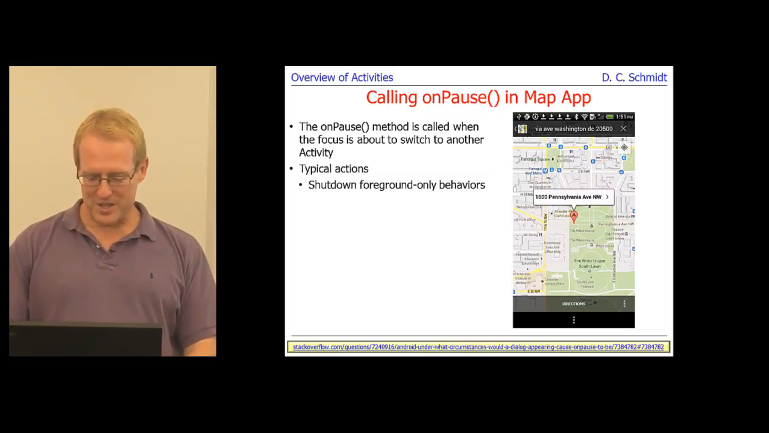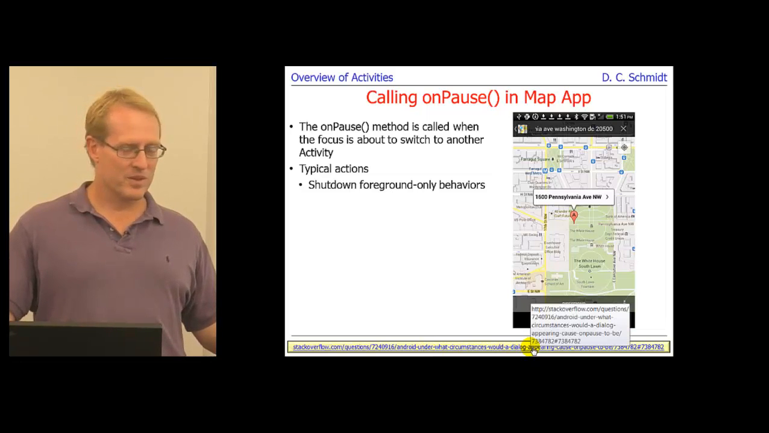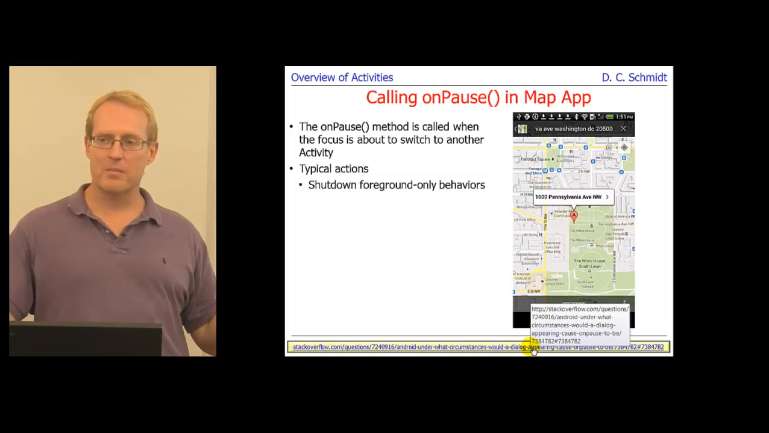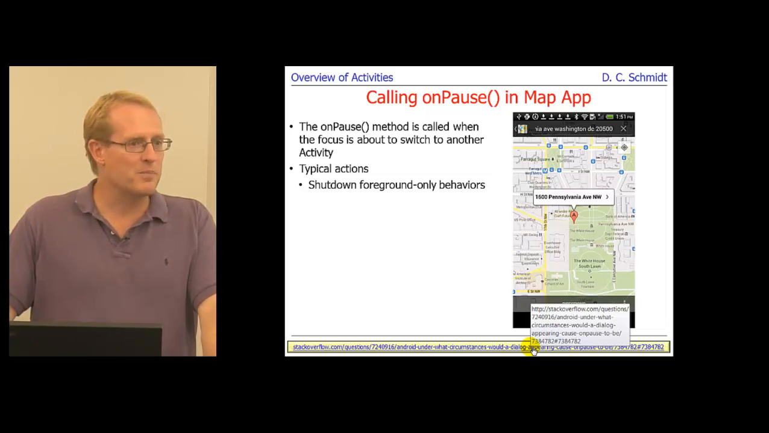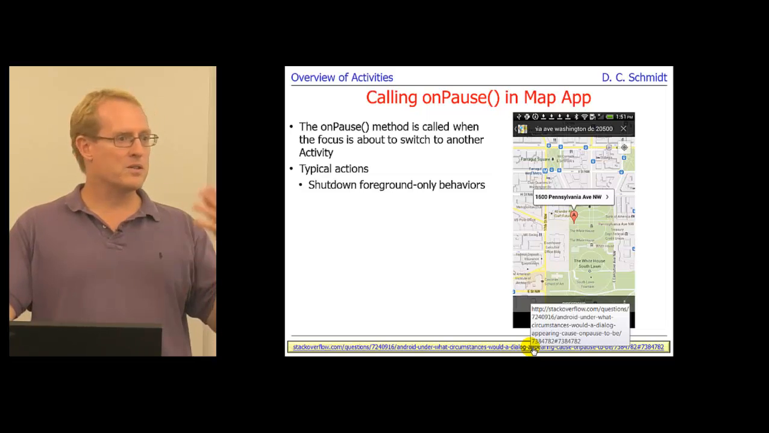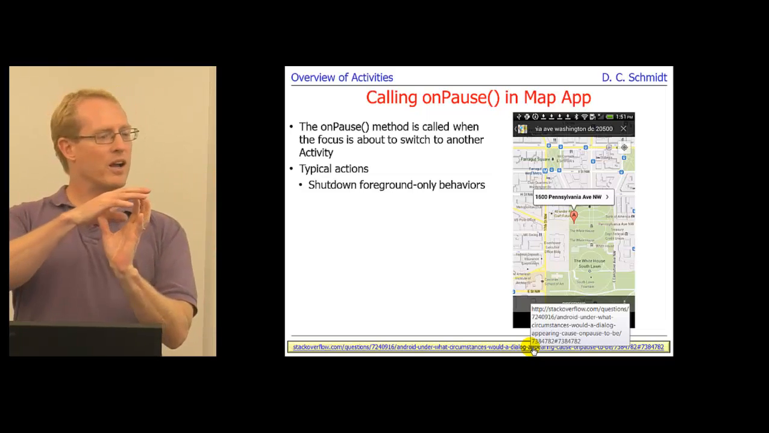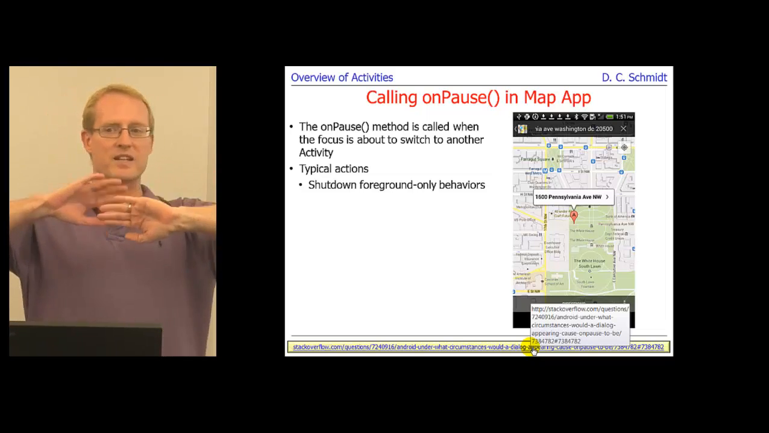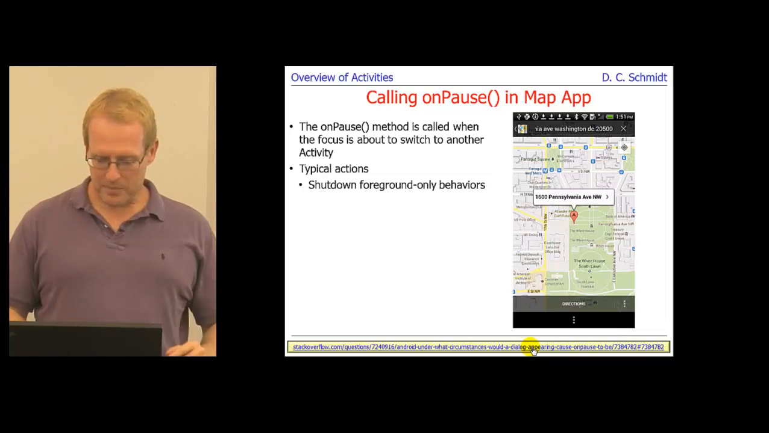If you are curious about the circumstances under which OnPause is called, there's a nice link in the bottom of the slide which goes into some detail about it. And so the basic way it works is that if an activity pops up that's going to occlude all or part of the current activity in some way, the OnPause method gets called. And there's a distinction made between pausing something and stopping something, because it may be the case that part of the window of the previous activity is still visible even if a new activity has started up.